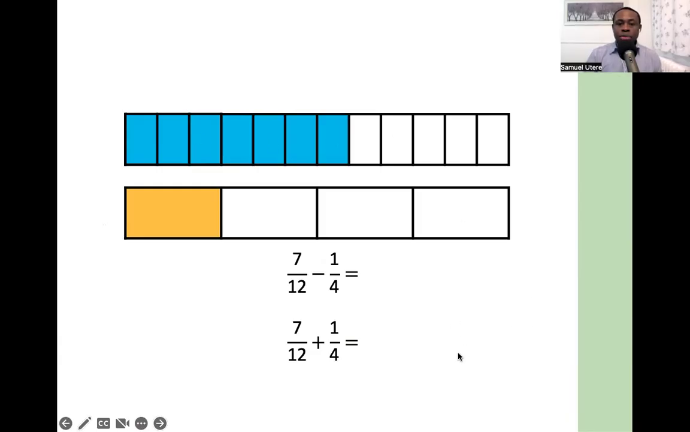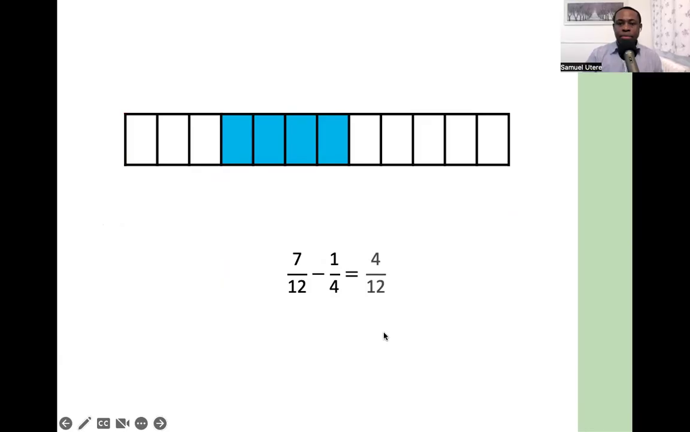Now we want to subtract a quarter. Now a quarter, can you see, is actually equivalent to 3 parts of that split into 12 equal parts, which is the common denominator. Now, when that is removed, you would see that doing the calculation 7/12 minus a quarter now gives us 4/12. Okay, which if we simplify is 1/3.